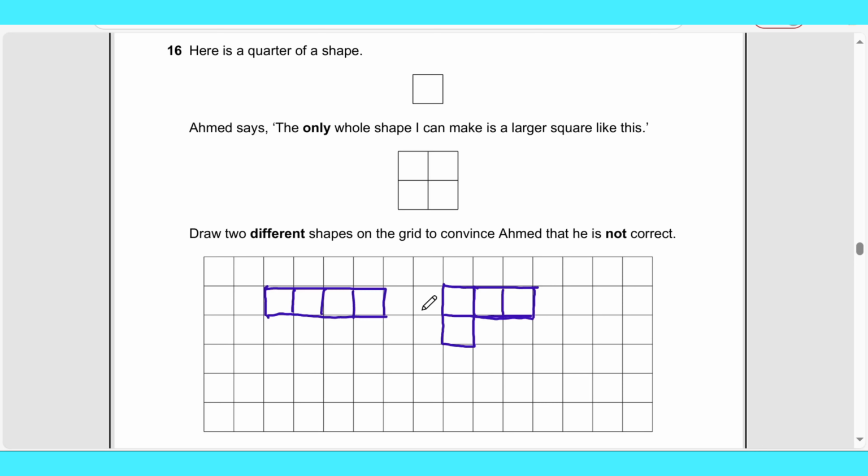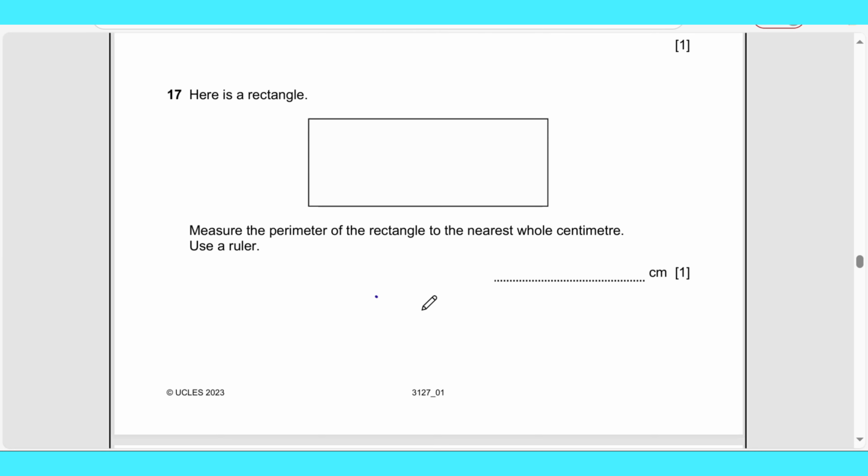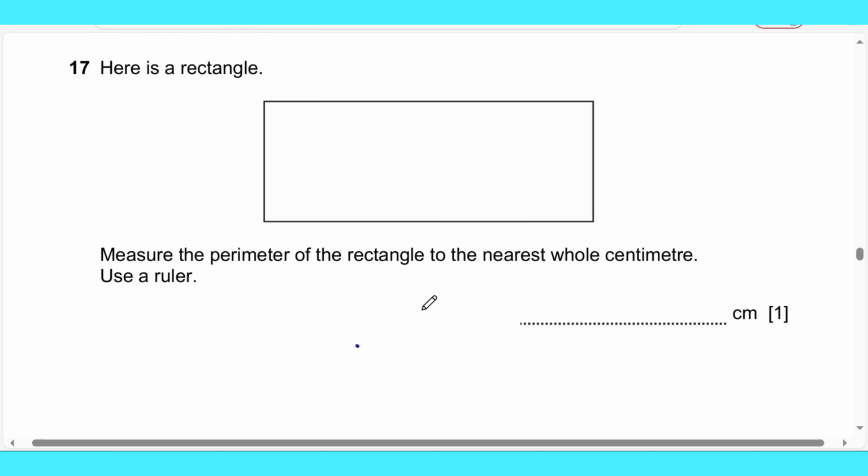Let's move on. Now we have number 17. Here's a rectangle. Measure the perimeter of the rectangle to the nearest whole centimeter. Use a ruler. So for this one, it's good if you have it printed out at 100% scale, so you can measure.